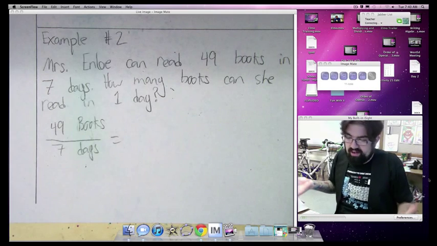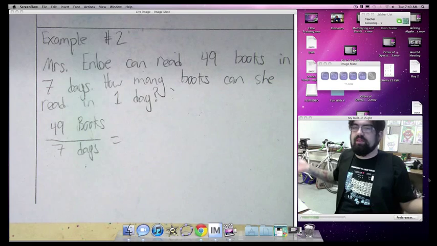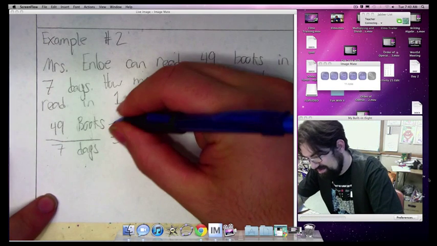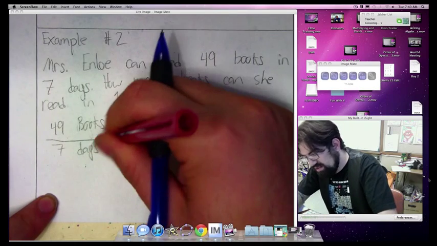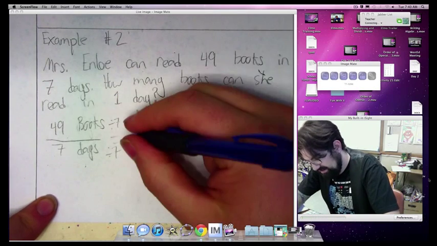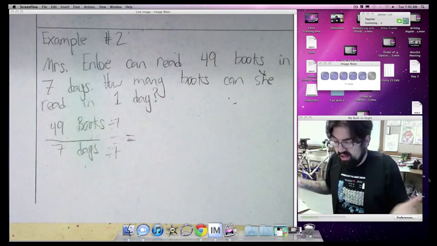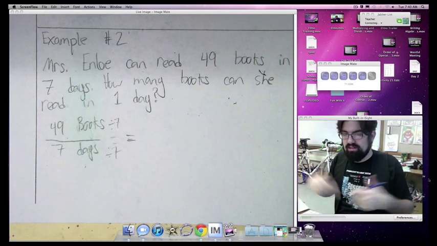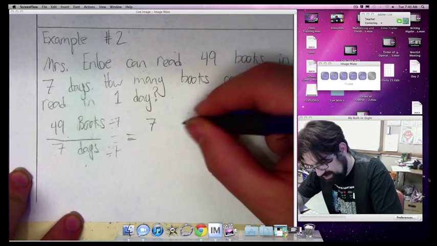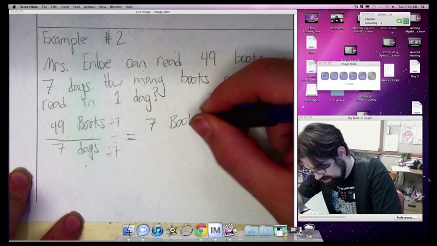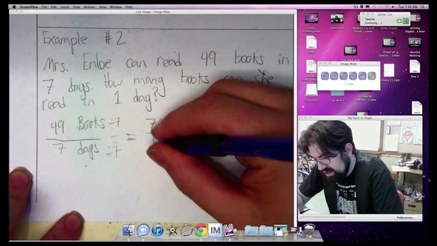This is a rate. Now I'm going to simplify the top and bottom. 49 and 7. What can I divide it by? By the way, do that divide part first. Don't put the equals underneath that, because that looks tacky. That's why I erased it, because I thought it looked tacky. So don't do that, because it looks bad. 49 divided by 7 is 7 books, divided by, well, 7 divided by 7 is 1. And that's the main thing.